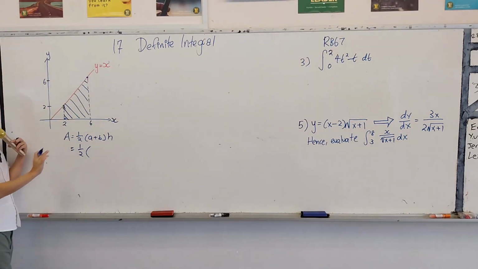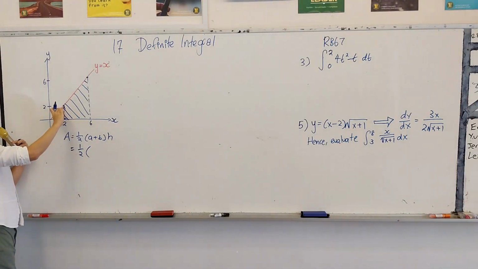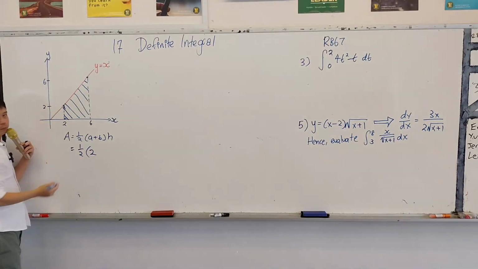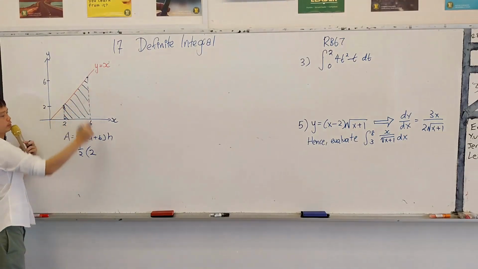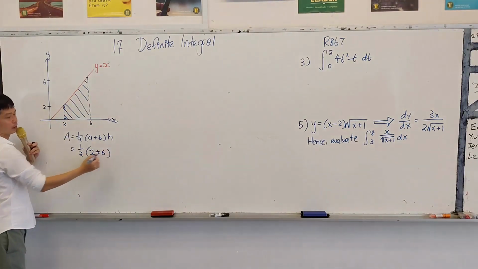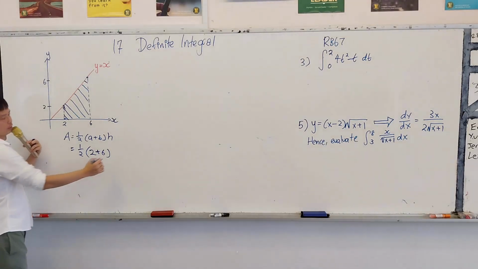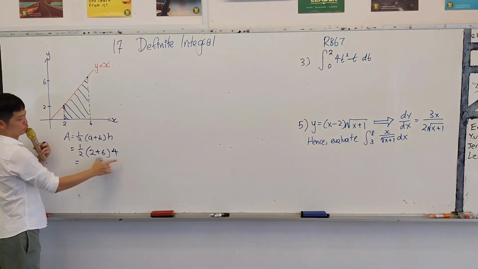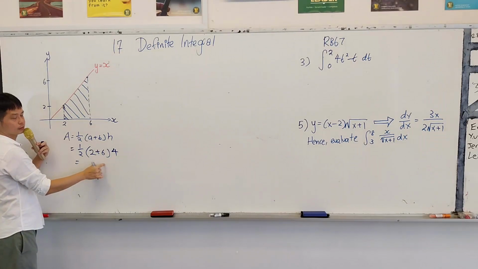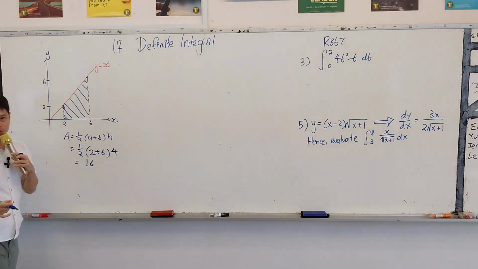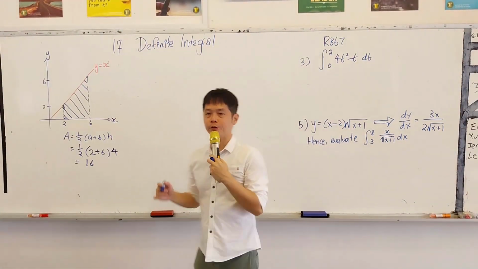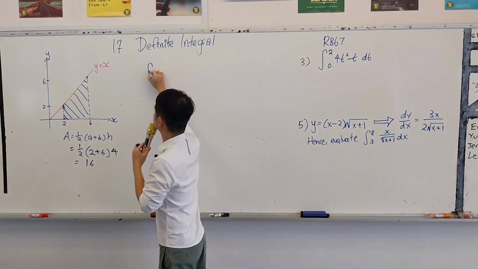So now you know the length of a already, which is 2. The length of b, 6. And what is the perpendicular height? 4. Okay. And we have half times 2 plus 6, times 4. The answer is 16. So we have another way of finding area, which is using integration.